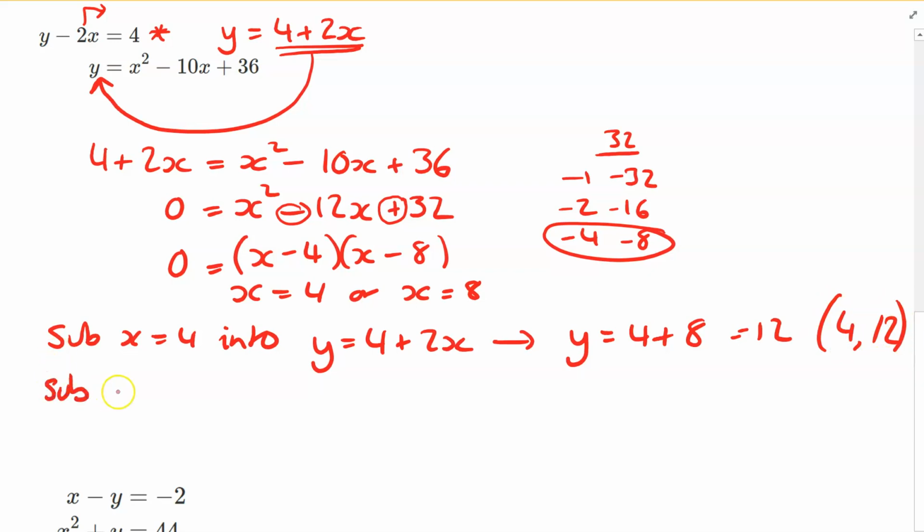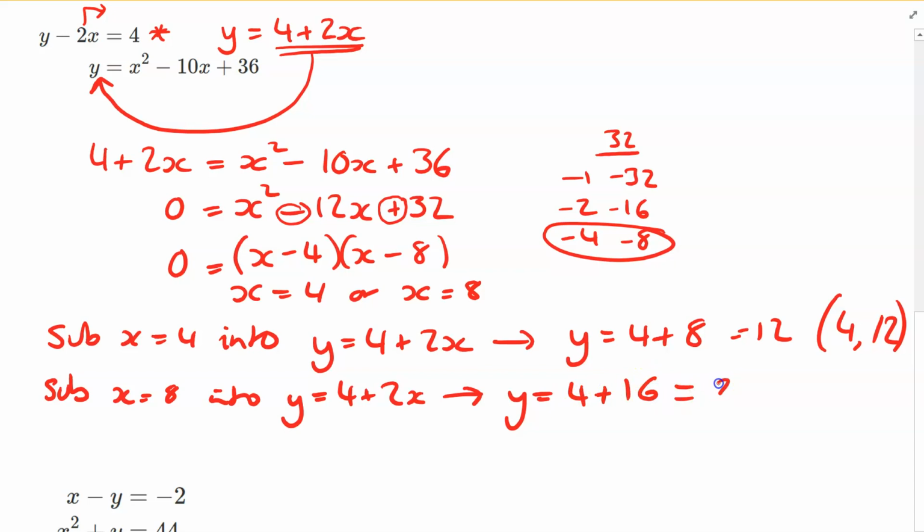And I'm also going to sub x equals 8 into y equals 4 plus 2x, which will give me y is equal to 4 plus 16, which is 20. So the other coordinate is 8, 20.